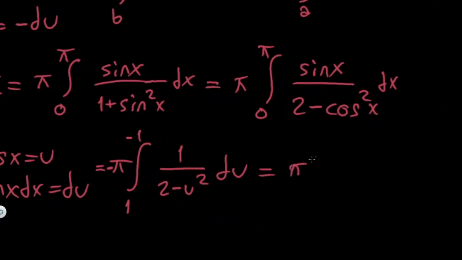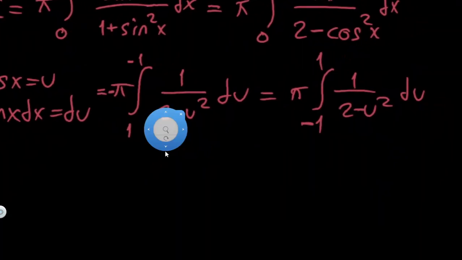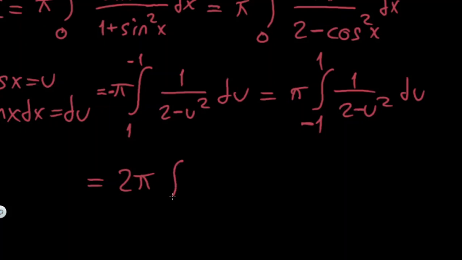So I will get an extra minus, which will be plus, from minus 1 to 1, 1 over 2 minus u squared du. So here I have an even function, which means going from -1 to 0 and 0 to 1 for this integral is going to give me the same result. So I can say this integral is equal to 2 pi times, just pick this part, from 0 to 1 over 2 minus u squared du.